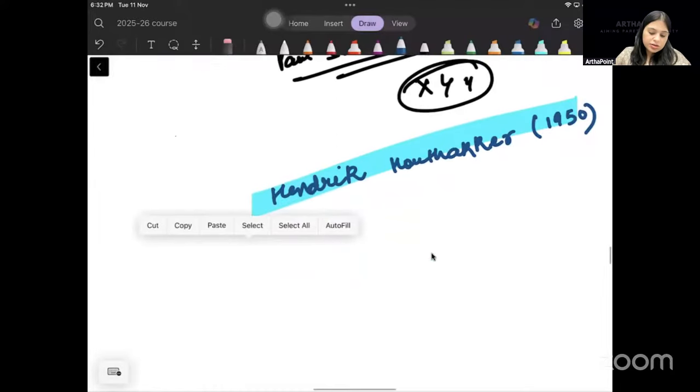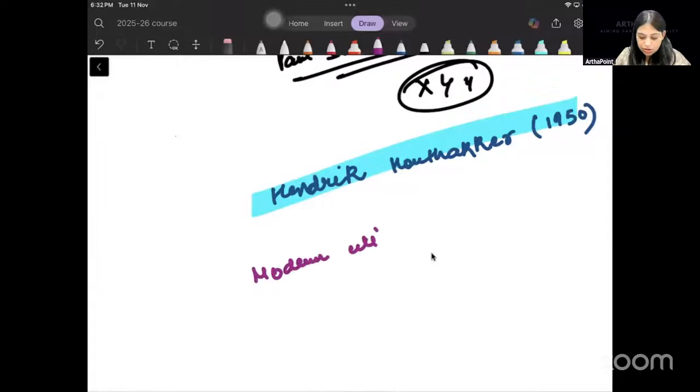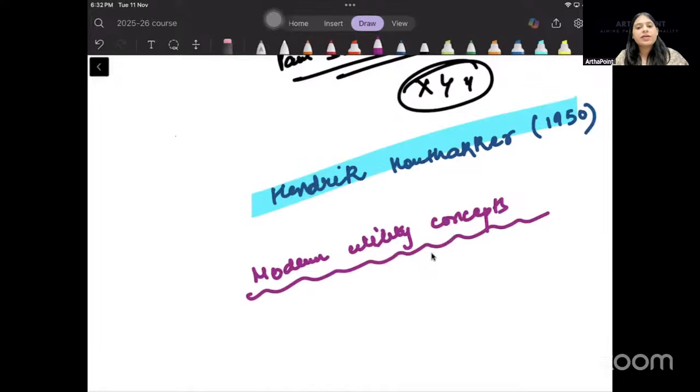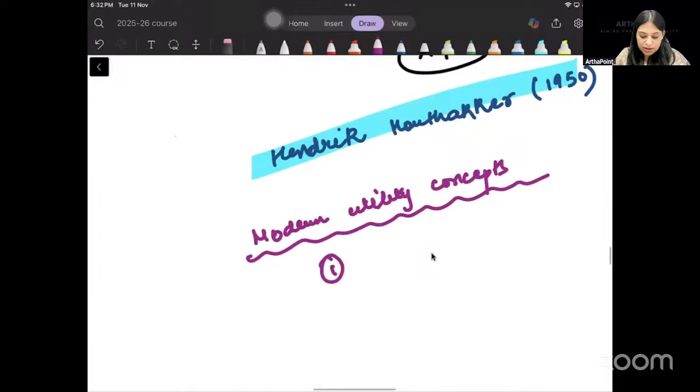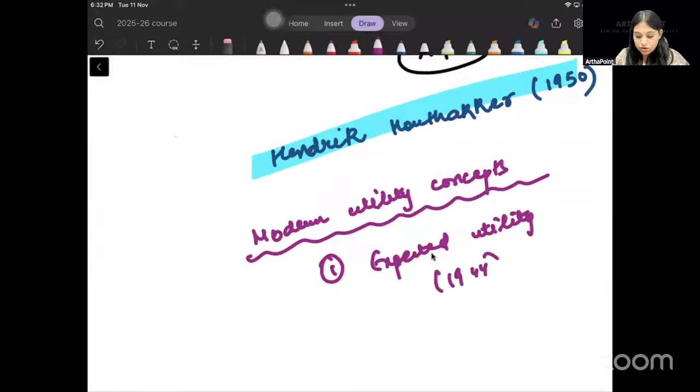इसके बाद came the modern utility concepts. ठीक है, modern utility में एक तो हमारे पास होगा expected utility concept, जो हम risk के chapter में पढ़ते हैं, right. 1944, given by anyone would like to tell? We write that as VNM utility.